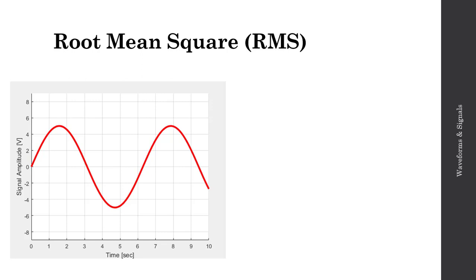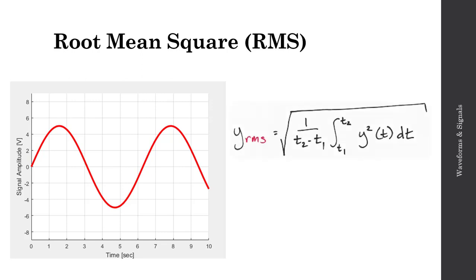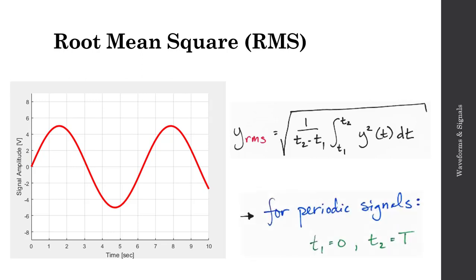If we want to get an idea then of the dynamic portion of my signal, we'll use the root mean square. So here I have again my signal y of t is equal to 5 times the sine of t, and my RMS value is going to be defined as the root of the mean of the square of my signal. So I'll take the square root of the quantity 1 over t2 minus t1 times the integral from t1 to t2 of y squared of t, effectively the root of the mean of the square. And for periodic signals, we can use t1 equals 0 and t2 equals capital T, right? The period of the signal.